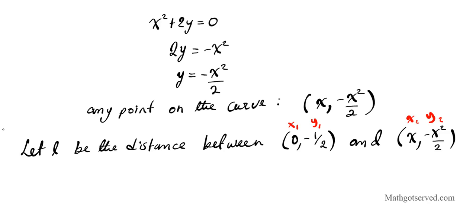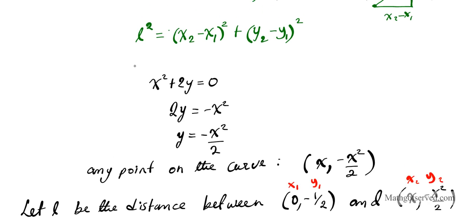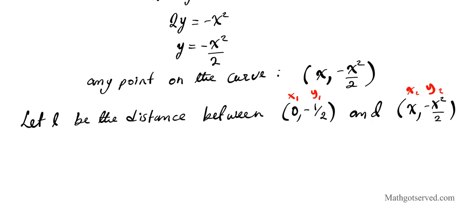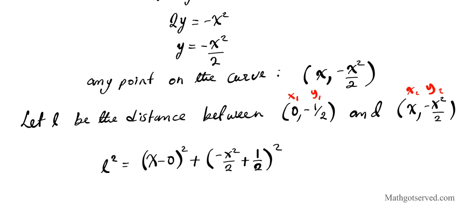All right, so I'm going to use the formula I just showed you to show how these two quantities are related to the distance. Okay, so using that formula, L squared, the distance squared, equals (x2 minus x1), which is (x minus 0) squared, plus (y2 minus y1), which is negative x squared over 2 minus negative 1/2. We just make it plus, right? Plus 1/2, squared, like that.